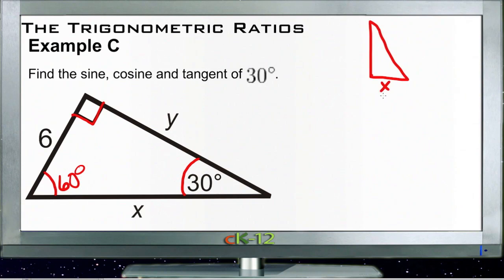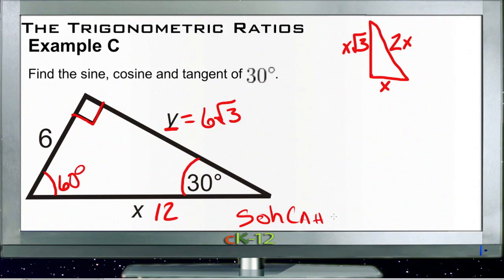The bottom side would be x units, which means the long side, the hypotenuse, would be 2x units, and the left-hand side would be x roots of 3. So since we know the short side, x, is 6, that means that this side, the middle side, y, would be 6 roots of 3, and then the hypotenuse would be 12, 2 times 6. So now we can do our SOHCAHTOA, and we're dealing with a 30-degree angle, so we have opposite, 6 over hypotenuse, 12. So the sine is 6/12, or 1/2.